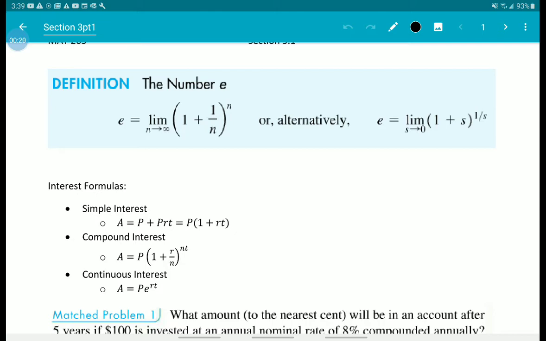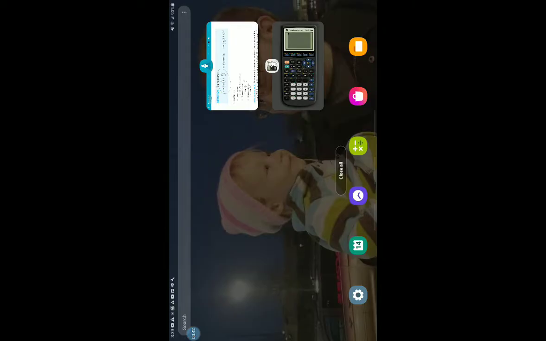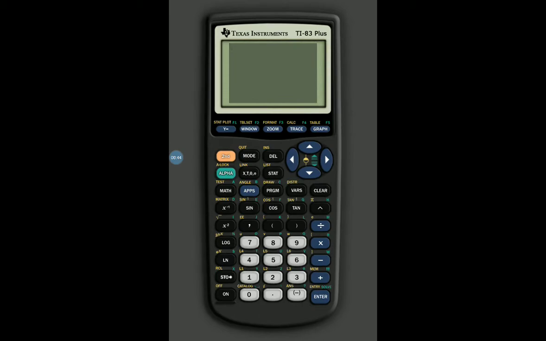So e is an irrational number, really similar to pi in that respect. It's one of those that never repeats and it never ends. And the definition for e is actually based around this idea of a limit. So let's look at that. e is equal to the limit as n goes to infinity of 1 plus 1 over n to the nth. I'm going to graph that in the calculator so you can see what that's approaching.